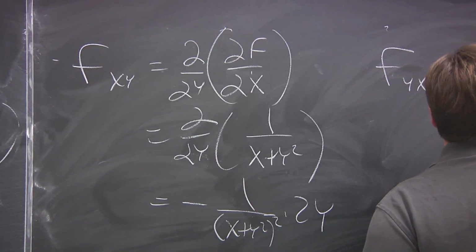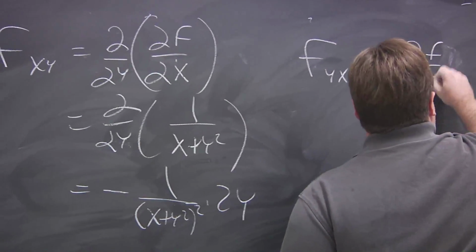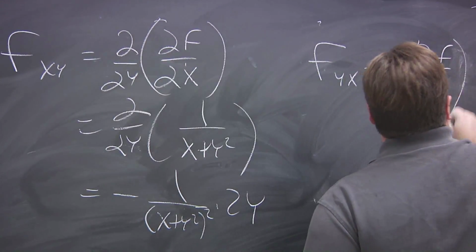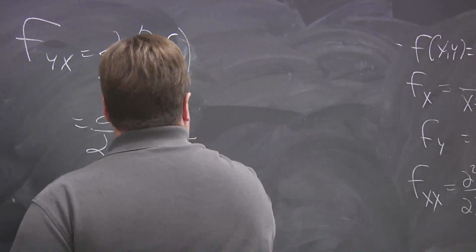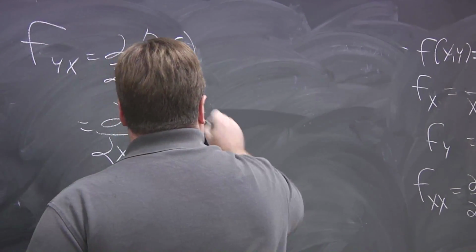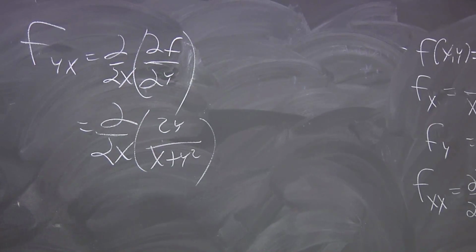So we take df dy, partial with respect to y, differentiate that with respect to x. So let's recall what that is. That's 2y over x plus y squared. Okay, so now when we differentiate this with respect to x, well, we could use a quotient rule.